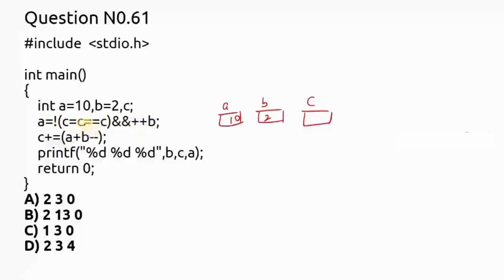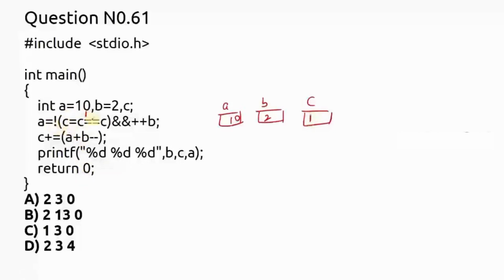In this, first see C double equals C. What is the value? No value is assigned, so it is a garbage value, and this is also the same garbage value. That's why both are equal, so it will return the value 1. Now that 1 will be assigned to C here. C value will become 1 now.